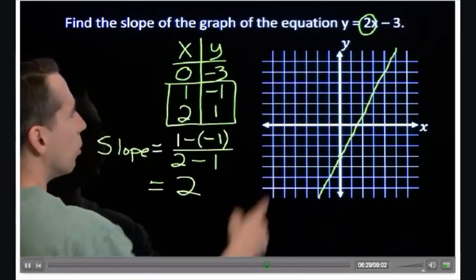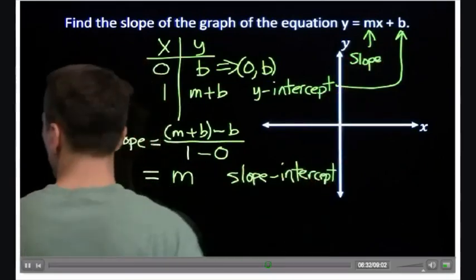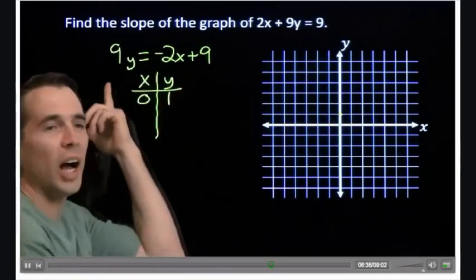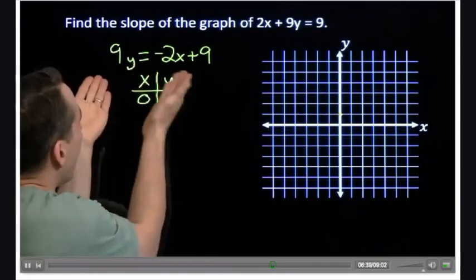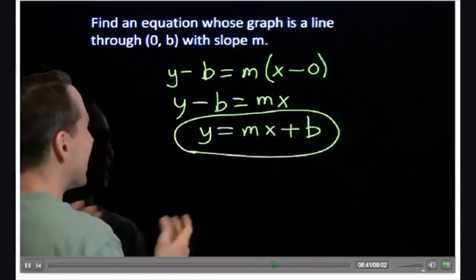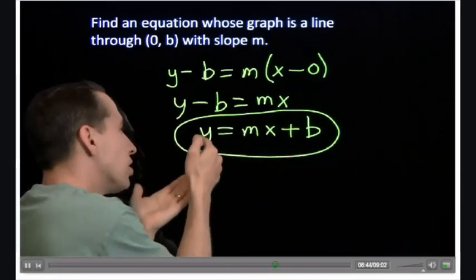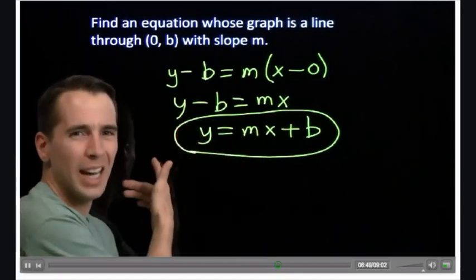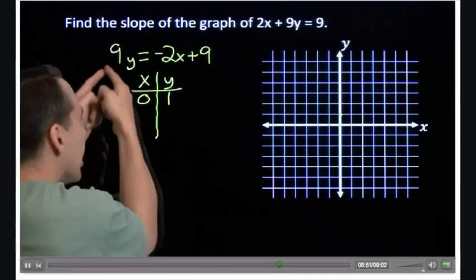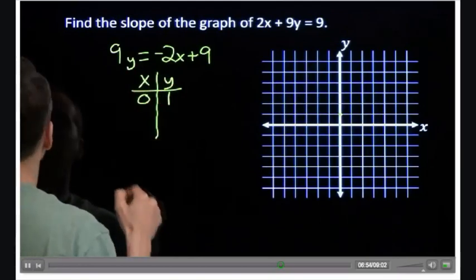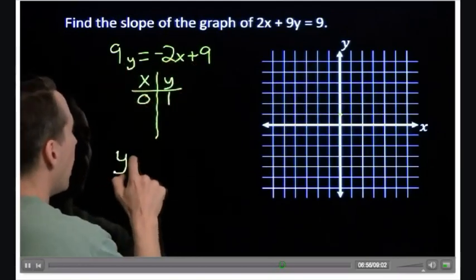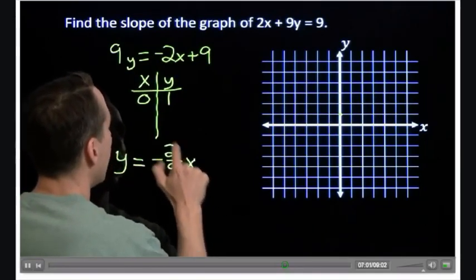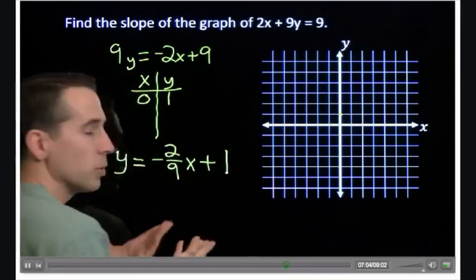Look back here and see. y equals mx plus b. I've got to get the y by itself. I've got to divide out this 9. That's the key here in slope-intercept form. We're solving for y. y's got to be all by itself. The coefficient has to be 1. I can't have a 9 sitting there. I've got to divide out this 9 here, and divide both sides by 9. I'm going to get y equals negative 2/9 x plus 1.